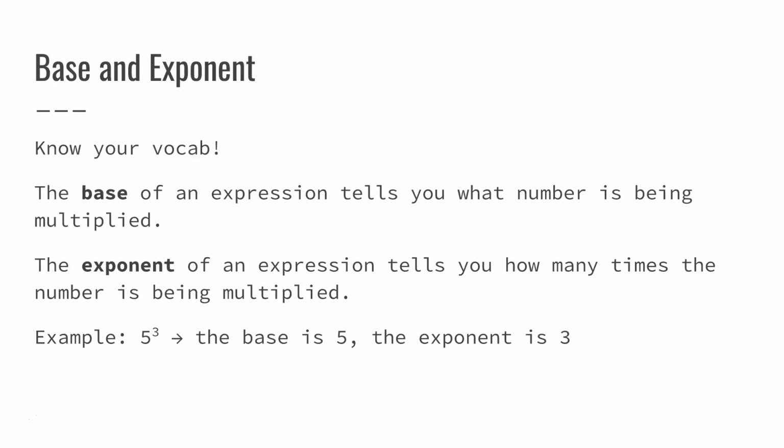The next piece that I just want you to understand, because I'm going to be saying this a lot, is what the word base and the word exponent mean. The base of an expression just tells you what number is being multiplied, and the exponent of an expression tells you how many times that number is being multiplied. So in my example down here, I have 5 to the 3rd. The base is the 5, it's just the number 5, and the exponent is 3. So that means 5 is the number that's being multiplied. 3 is how many times you're multiplying it. So this is really 5 times 5 times 5.